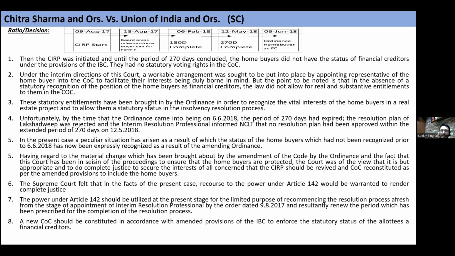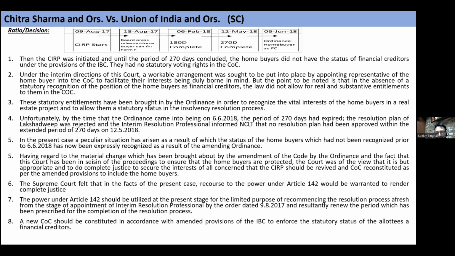So the Supreme Court took a call on what we will do, since the matter was under process in the Supreme Court. Earlier, when the appeal was filed, the home buyer was not the financial creditor. During the course of the case in front of the Supreme Court, the home buyer was declared a financial creditor. So the Supreme Court has a power under Article 142. It is called the Brahmastra. So they took a call that we will do complete justice with the home buyer. We will revive the 180 days limit, the CIRP. We will again start the CIRP, and the home buyer will be part of the COC as per the amendment or the ordinance. So using that Brahmastra, or Article 142.